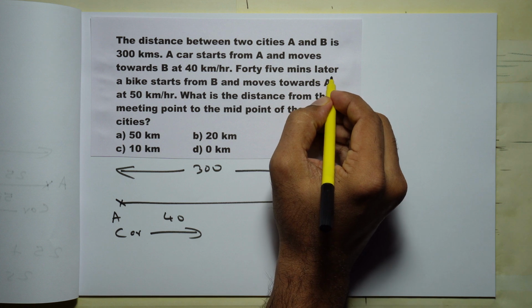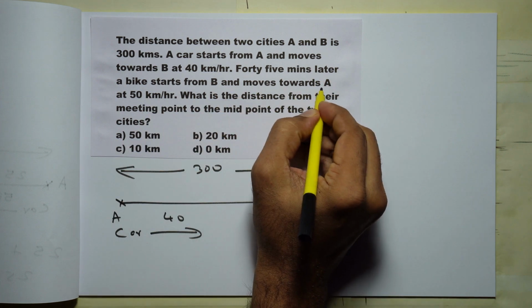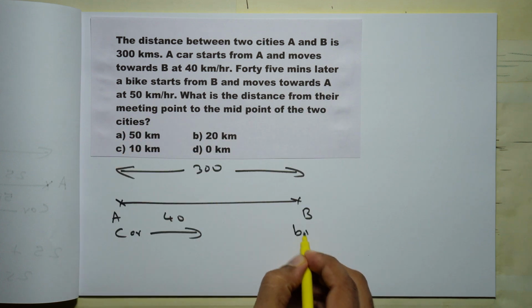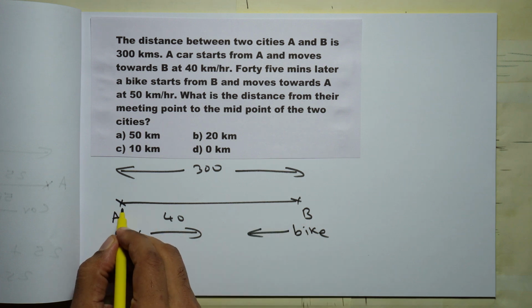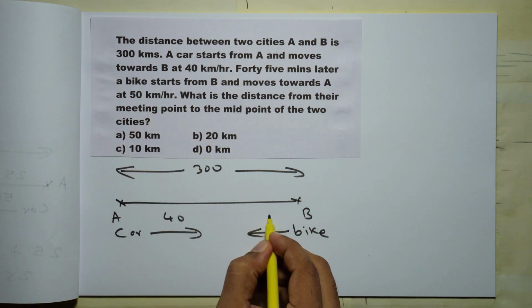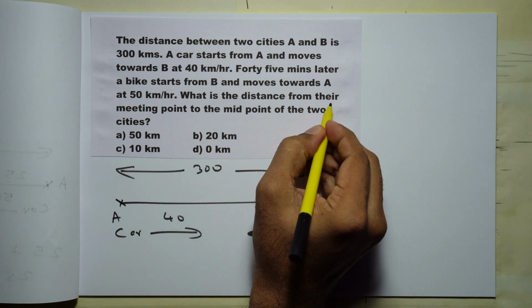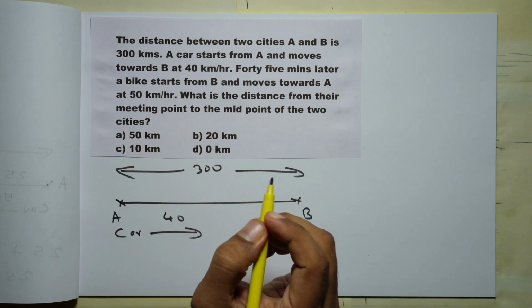45 minutes later, a bike starts from point B and moves towards A at 50 kilometers per hour. So there's a bike here and it moves towards this point A, and its speed is 50 kilometers per hour. What is the distance from their meeting point to the midpoint of the two cities?